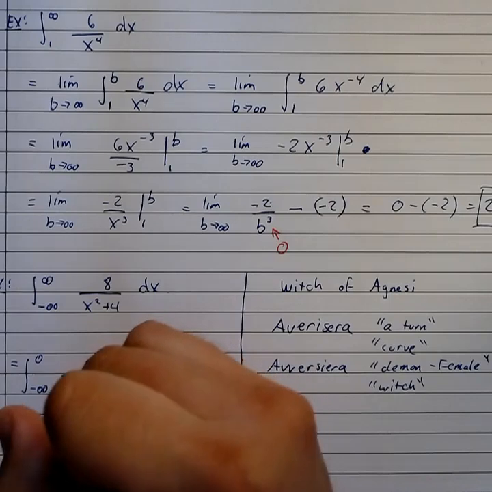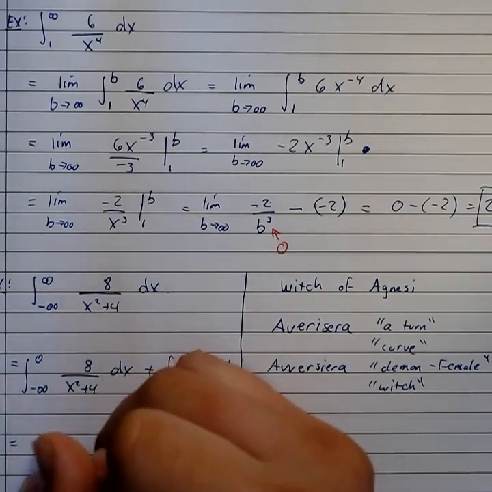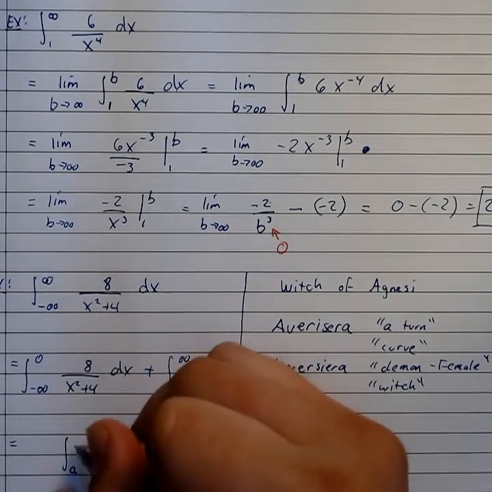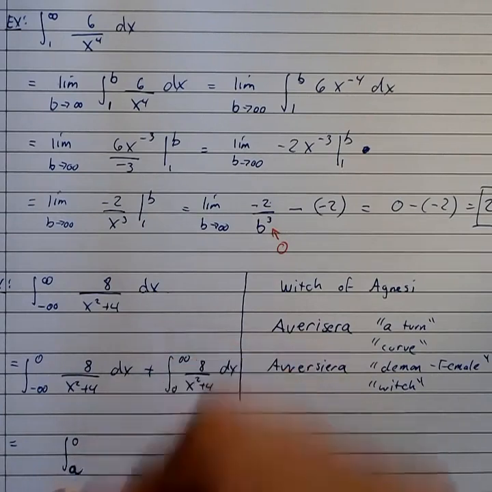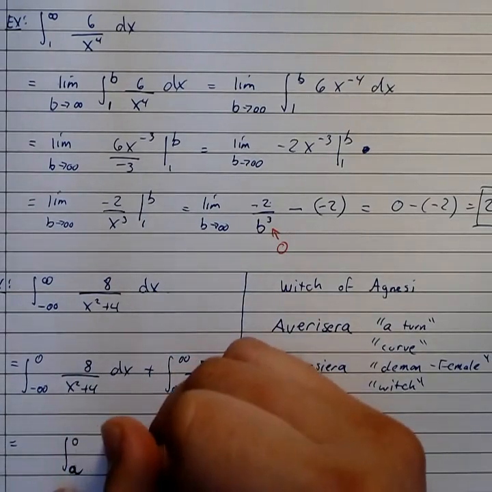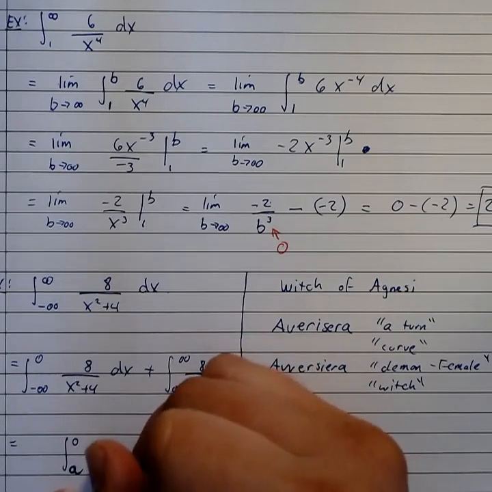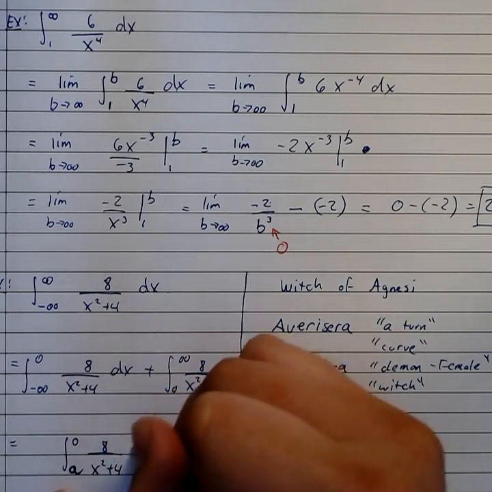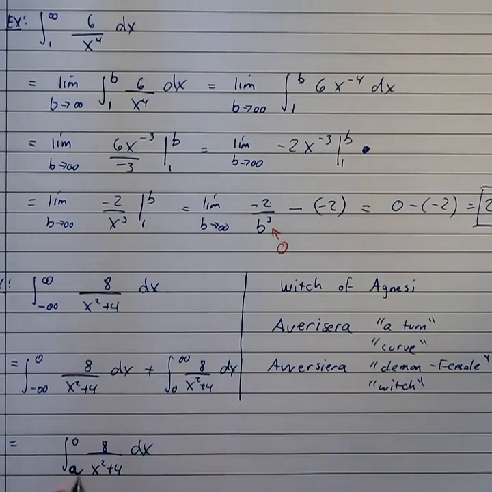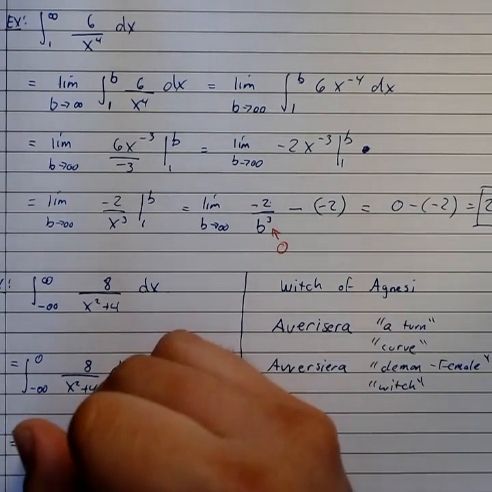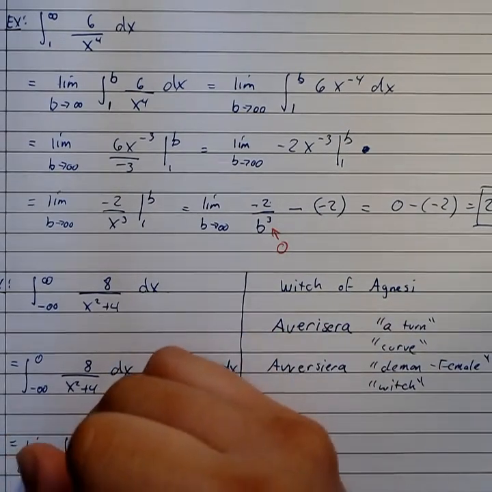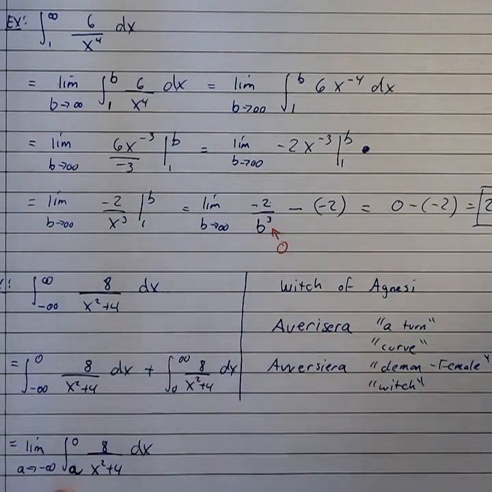All right, so let's go ahead and finish this off. Here, we can write this as the integral from a to 0, and here let me make my a a little more pronounced, of 8 over x squared plus 4 dx. And here we want this a to eventually approach minus infinity. So let's take the limit as a approaches minus infinity.